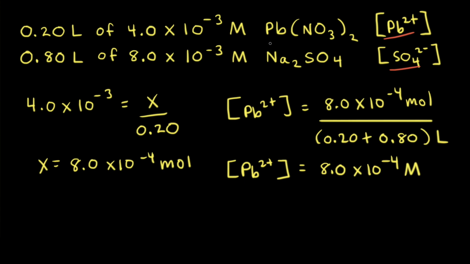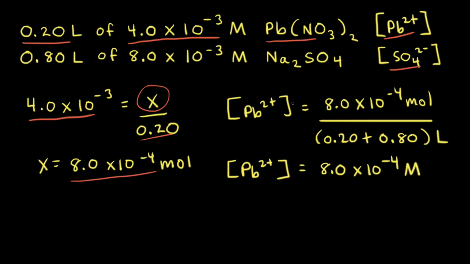The original solution of lead 2 nitrate had a concentration of 4.0 times 10 to the negative third molar. So molarity is equal to moles over liters. So we can plug in the concentration, and we can also plug in the volume of that solution, which was 0.20 liters, and solve for x. X would be equal to 8.0 times 10 to the negative fourth moles. That's how many moles of lead 2 nitrate there are, and that's also how many moles of lead 2 plus ions there are.